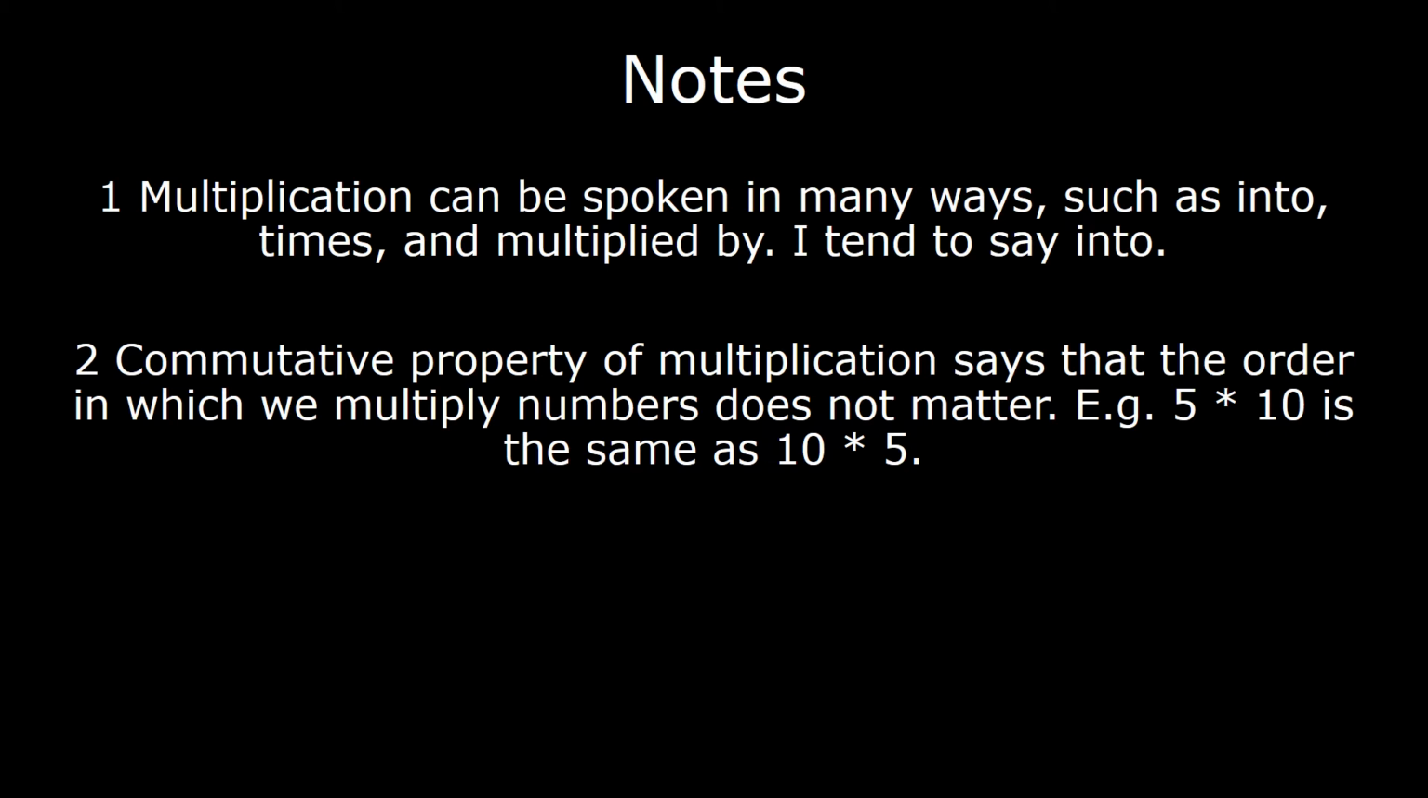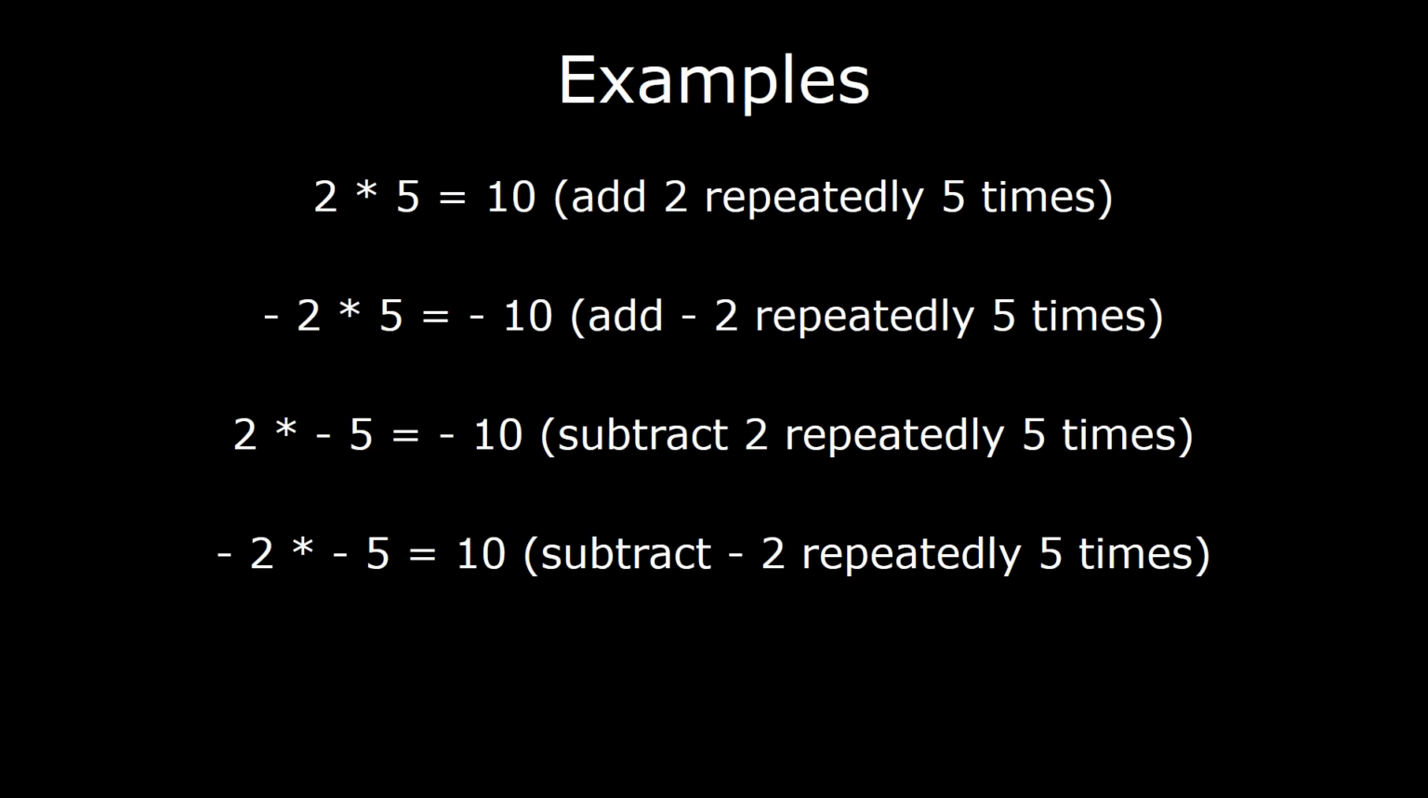I would ask you to think about the commutative property of multiplication at the end of this lesson and try to apply it to all of the cases of positive and negative multiplications that we will be discussing throughout this lesson. But for now, let's come back to multiplication. Example 1. 2 into 5.